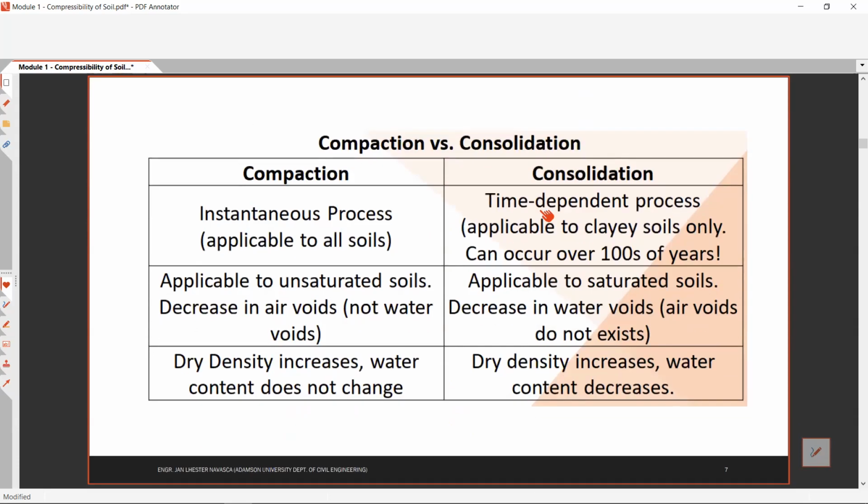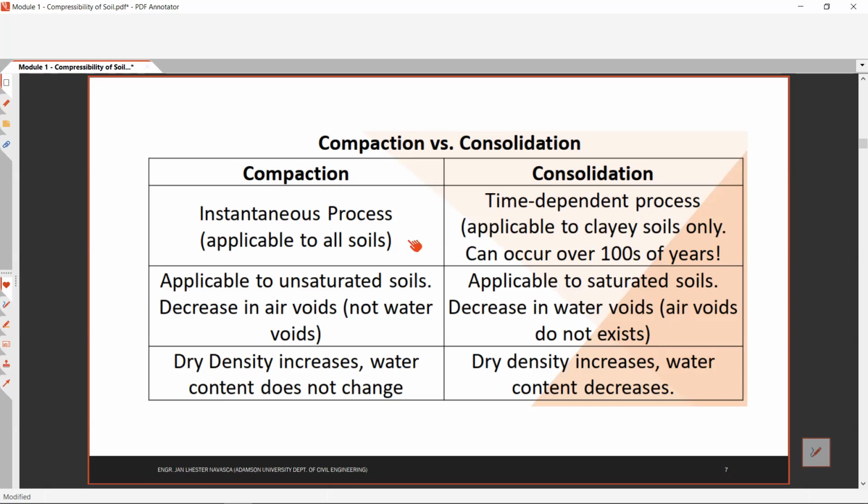Okay. So meron kasing word na nalilito sila, what is compaction and consolidation. Para kasi nai-interchange yung dalawang word na to eh. So compaction versus consolidation. So yung compaction, that is instantaneous process and that is applicable to all soils. Okay. However, dito sa case ng consolidation, this is time-dependent process applicable to clay soils only. Only the clay soils yun lang yung nagka-consolidate. So it can occur over hundreds of years.